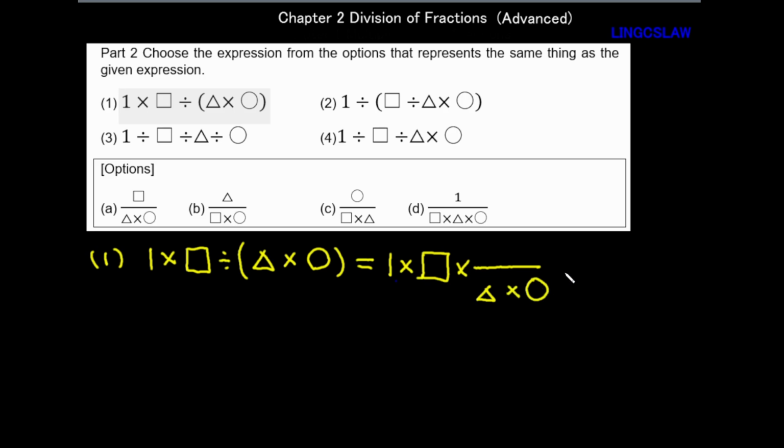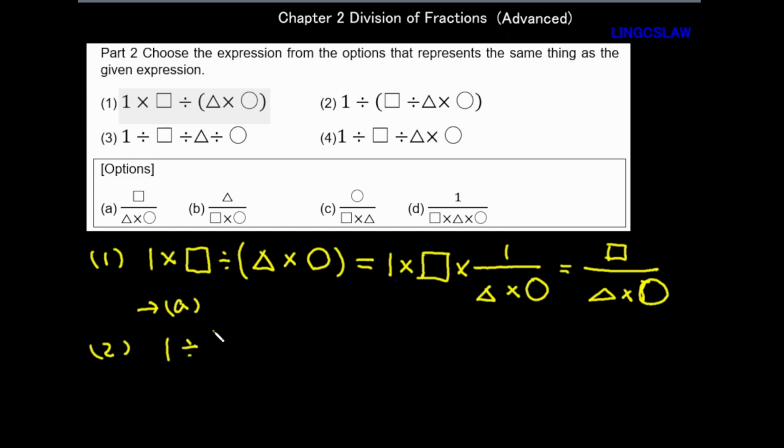Times circle 1, and this square could be here, numerator. And 1 times, you can just ignore this one. So this is the simplest form, circle. So A, this will be A.